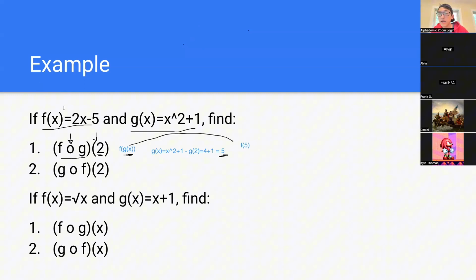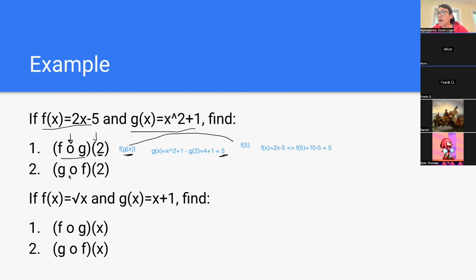Then we take a look at what f of x equals. f of x equals 2x minus 5. That way we plug it in. So f of 5 is equal to 10 minus 5, which equals 5. So your final answer to this would be 5.